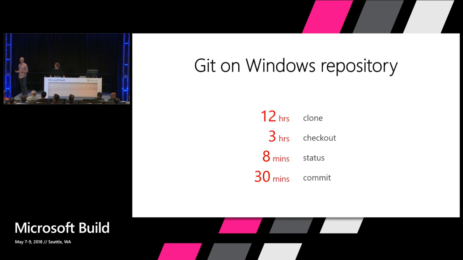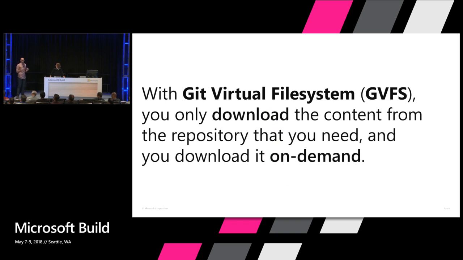So we were not real happy about that. The goal of 1ES was to improve developer productivity, and this is anything but. So between the Windows team and the Visual Studio Team Services team, we collaborated to build a tool called the Git Virtual File System.